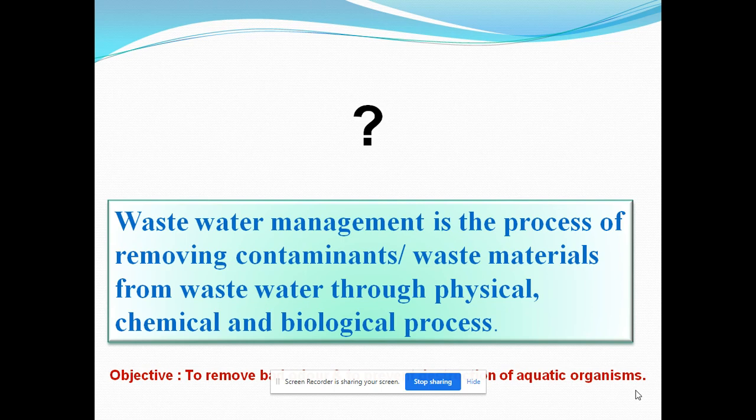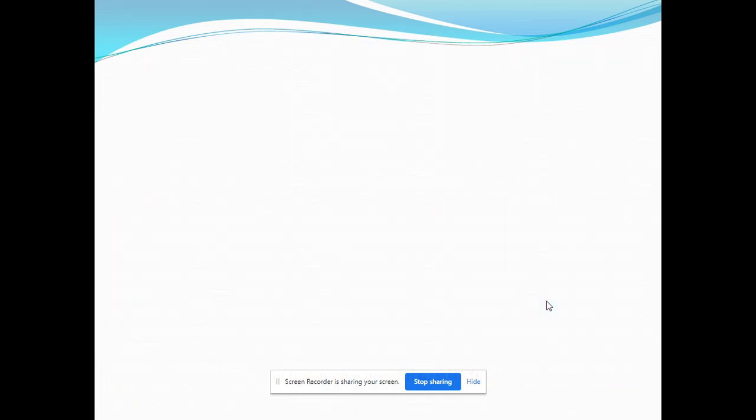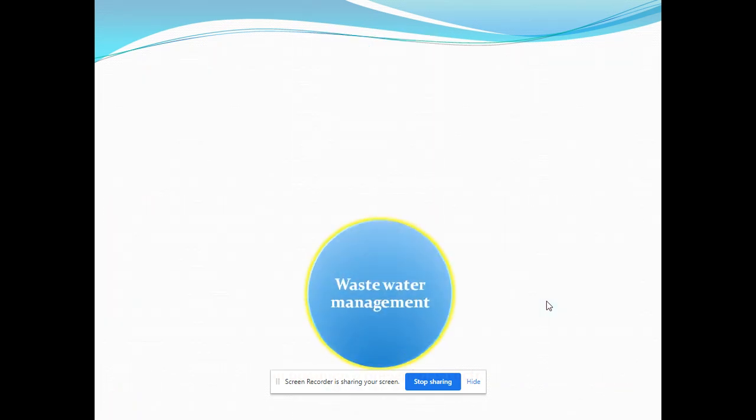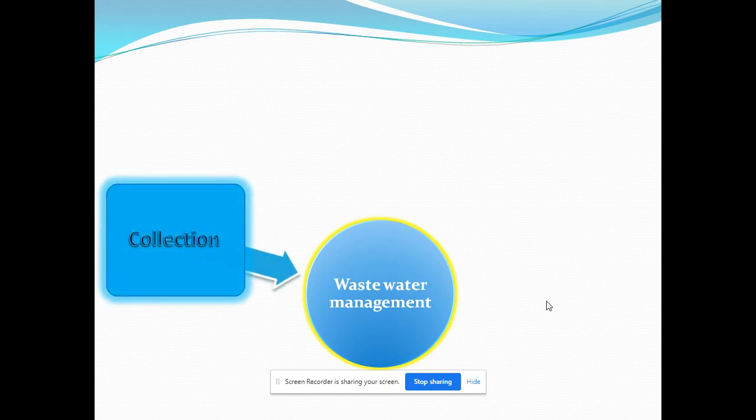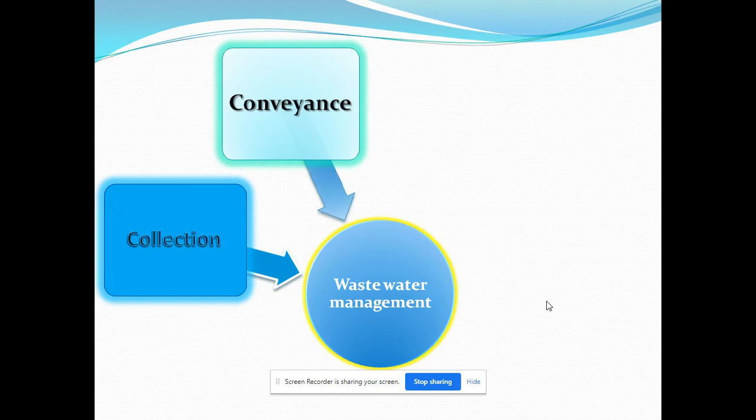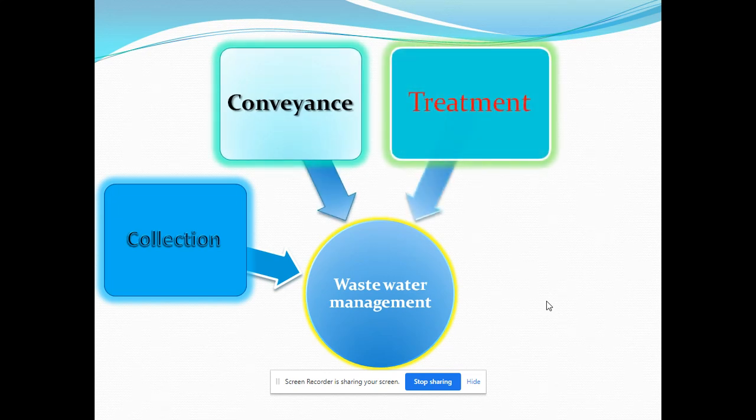or agriculture activities. Wastewater management is the process of removing contaminants and waste materials from wastewater through physical, chemical, and biological processes, and the main objective is to remove bad odor and destruction of aquatic organisms. It promotes effective and responsible water use, treatment, and disposal. Further, it encourages the protection and restoration of watersheds. In this lecture, we will understand all the steps of wastewater management, that is, collection, conveyance, treatment, and disposal.